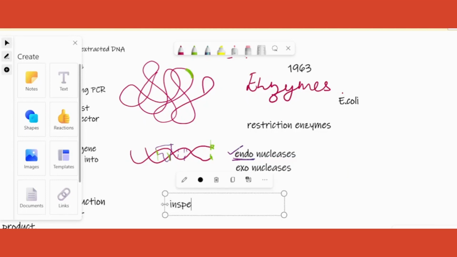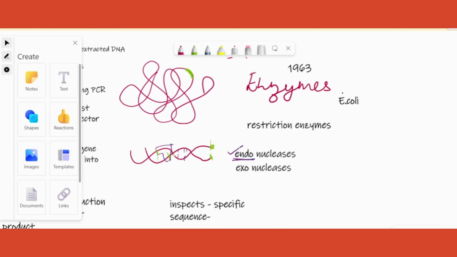It inspects the DNA. What is it inspecting for? To find specific sequences. It inspects the DNA for specific sequences. Sequence of what? Sequence of nitrogenous bases. Let us say one sequence is there on this DNA.